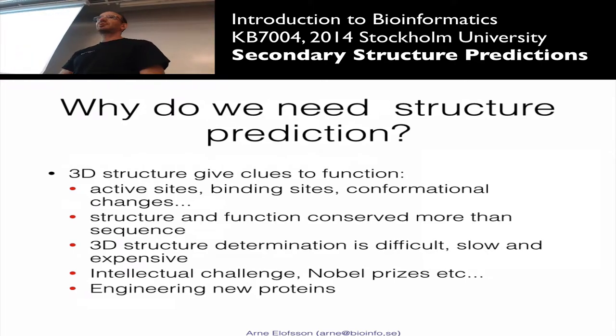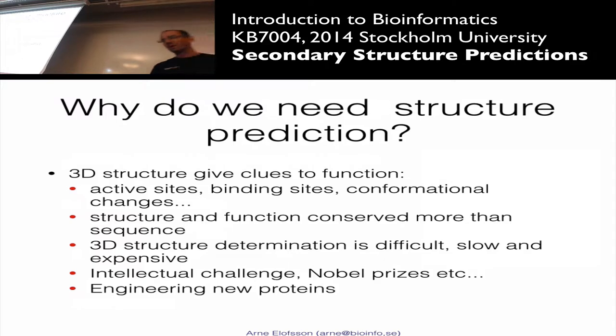However, to get the structure is expensive and difficult. Basically you have two methods, well, nowadays maybe three, but particularly you have X-ray crystallography. This is a classical method. There the bottleneck is to get good crystals. So you take a protein, you purify it, and you try to get it to crystallize somehow.